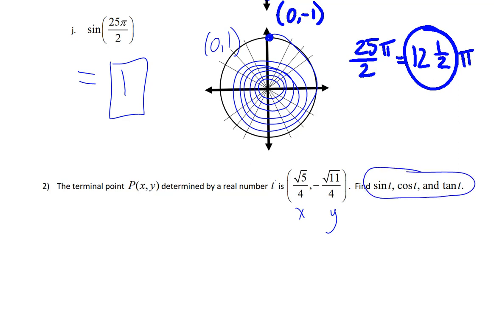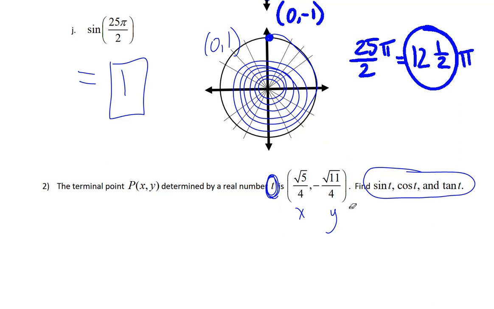Now notice we don't even know what t is, right? T is just this real number, or actually it's not one of the special arcs, it's just some arc whose terminal point is defined by this point given here, which is not one of our special ones. So we want to find the sine, cosine, and tangent of that t value, but all we have is that the terminal point is here.